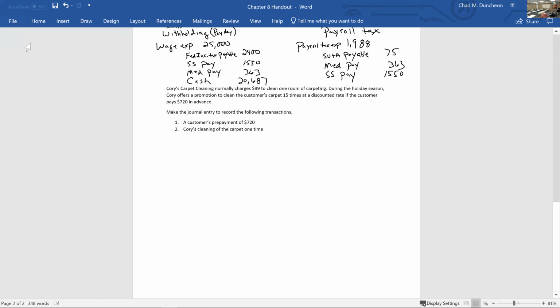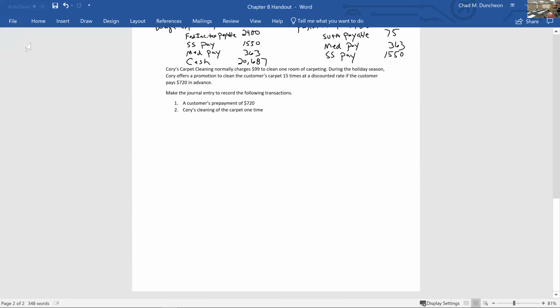And finally, we have a question here on unearned revenue. So in part one here, make the journal entry to record the prepayment of 720. When they prepaid, we received cash of 720. And here's where we create our liability of unearned revenue, 720, because we have to do the work for them later. Okay, we're gonna have to go clean their carpets at some point in time.